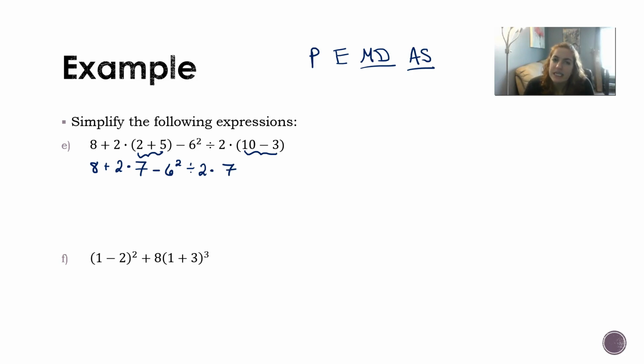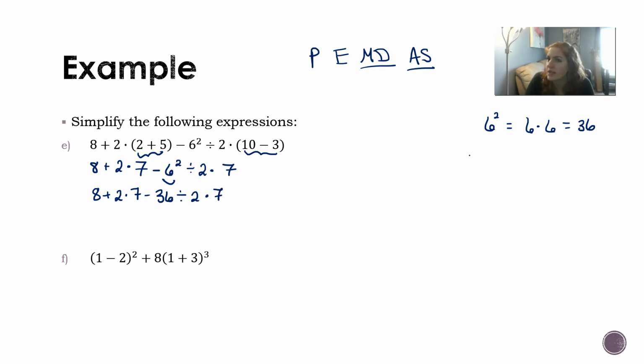But what you can see here is that we've simplified everything inside the parentheses, so we can just drop the parentheses. Now we're done with parentheses. Bye-bye. Nice knowing you. We move on to our next step, which is exponents. It looks like we only have one exponent here, which is 6 squared. Remember that that exponent tells you how many times to multiply that base by itself. So 6 times 6 is 36. And we have 8 plus 2 times 7 minus 36 divided by 2 times 7.